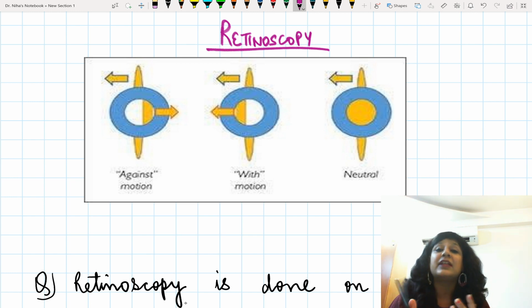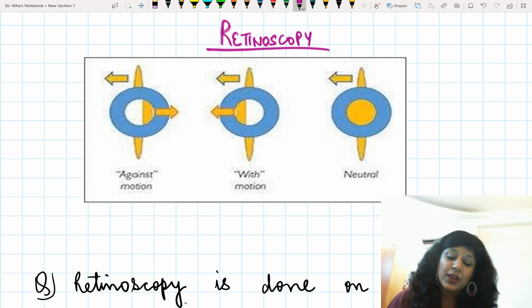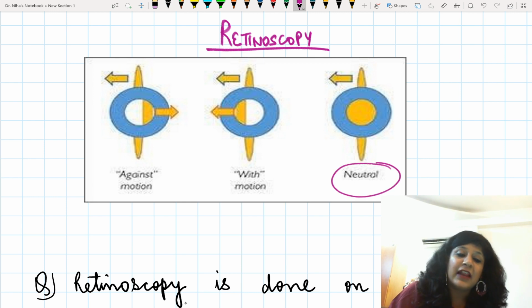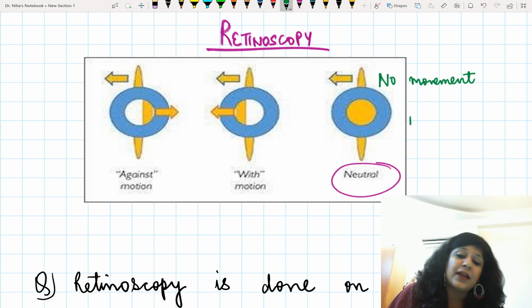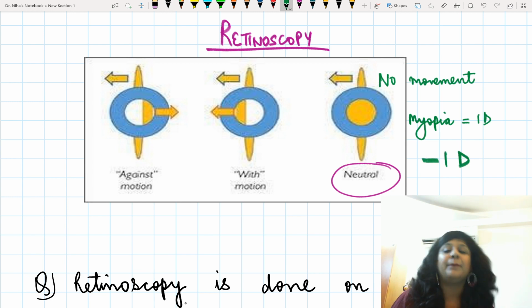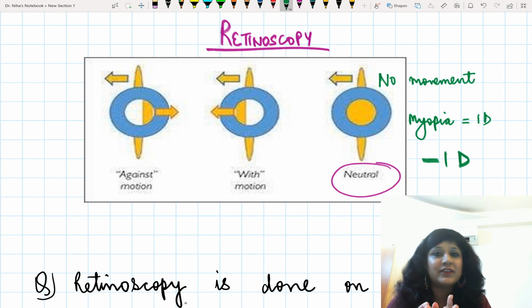So what are the interpretations, how do you have to go? This is the neutral. Here there will be no movement. So if I am getting no movement, that means the patient is having myopia which is exactly equal to 1 diopter, minus 1 diopter, I can say. So if I am not getting any movement, I can simply say that here I am having myopia which is exactly equal to 1 diopter.